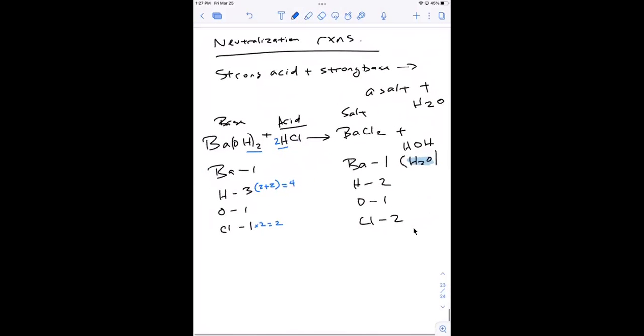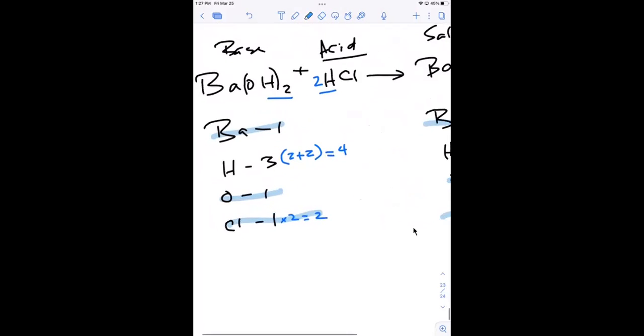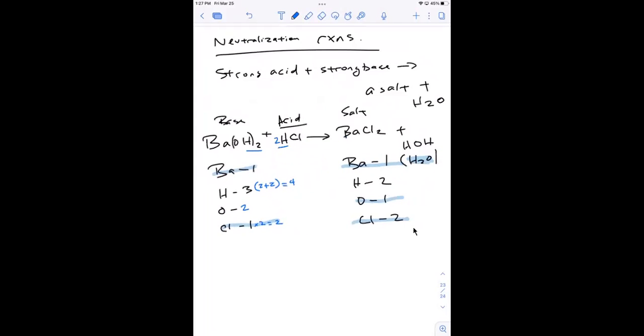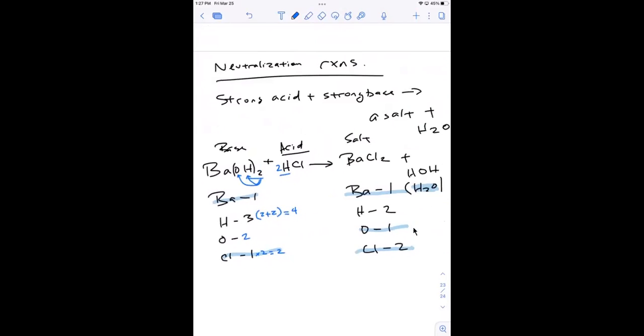All right. So now we have 4 hydrogens to 2 hydrogens. On the other side, we have 2 chlorines, which is balanced. So that's balanced. The bariums are balanced, and oxygens are not balanced. Actually, I messed up because this should be a 2 right here. Right, because that subscript is going to be distributed. So that's 2 and that's 2. All right, so we got 2 oxygen. So we need to balance now.